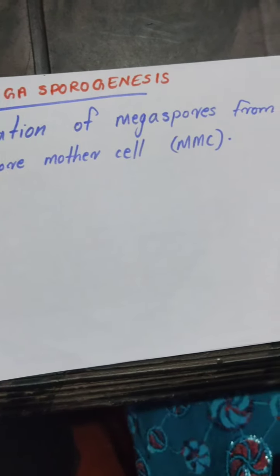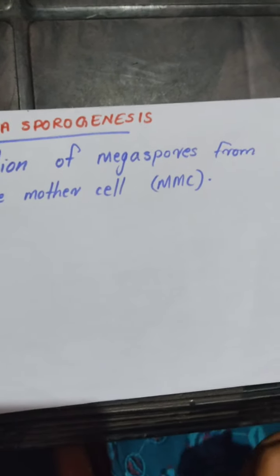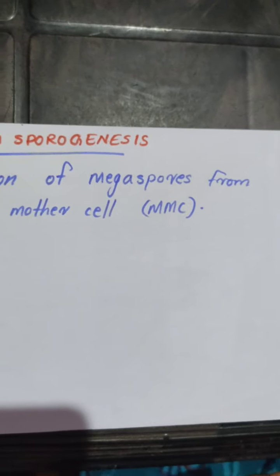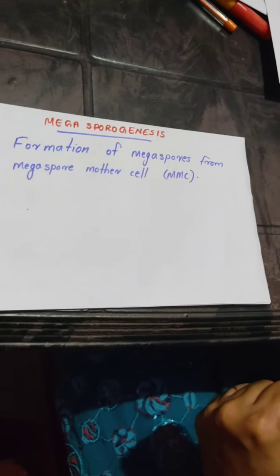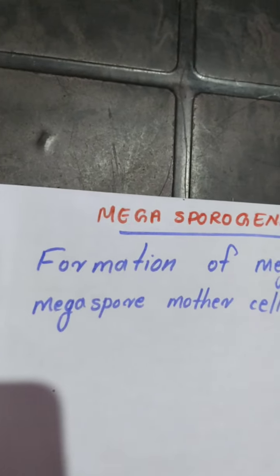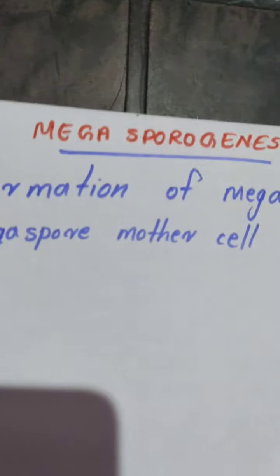Ovules generally differentiate a single megaspore mother cell in the micropylar region of the nucellus. It is a large cell containing dense cytoplasm and a prominent nucleus. Megaspore mother cells undergo meiosis to produce four megaspores, that is, the megaspore tetrad.